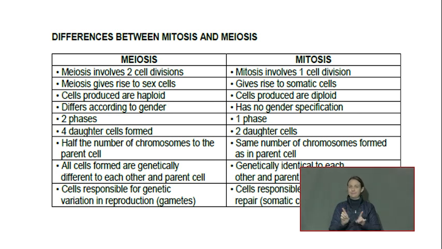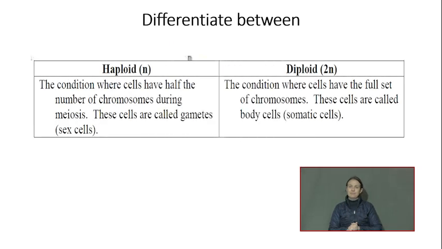The difference between mitosis and meiosis. Then you must be able to differentiate between haploid and diploid. We know haploid cells are gametes, while diploid cells are somatic cells. So be able to differentiate between the two, haploid and diploid.